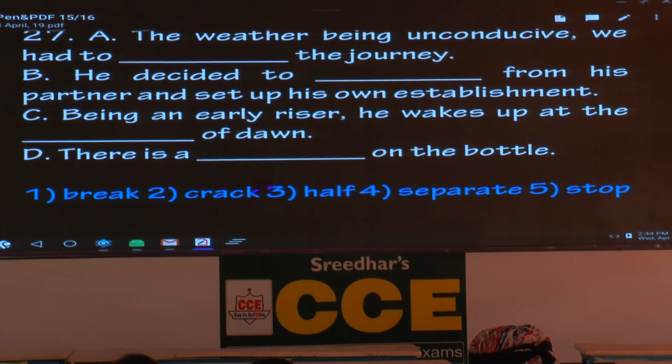Half. Does it go with journey? Does it go with partner? No. Does it go with half of dawn? No. There is a half on the bottle? No. Not relevant. Separate. It goes with the second sentence. To save time, I will tell where it goes. He decided to separate from his partner. This is right. It doesn't go with other options. And stop. Had to stop the journey. This is right. And it doesn't go with other sentences. So what is the answer here? Break.